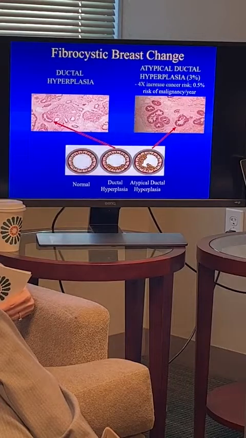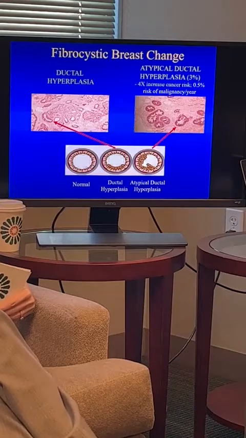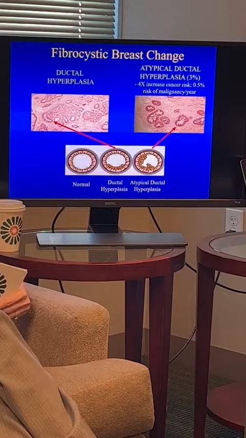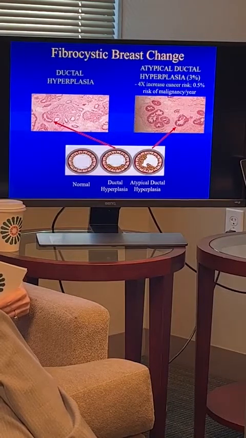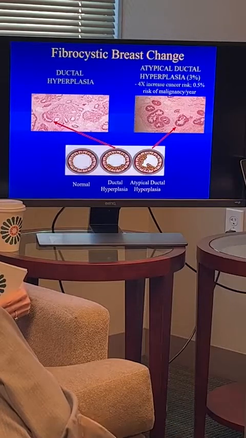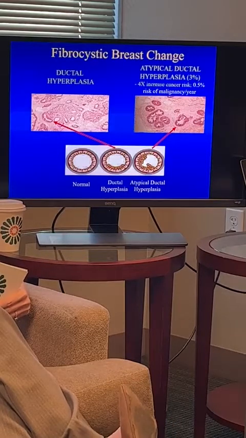A very important variant of ductal hyperplasia, which occurs in about 3% of patients, is atypical ductal hyperplasia. In this case, there's an overgrowth of abnormal or atypical appearing cells. This diagnosis increases the patient's cancer risk by 4-fold. More specifically, they have an approximately 0.5% risk of developing a breast cancer each year.